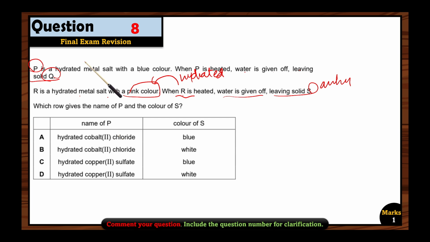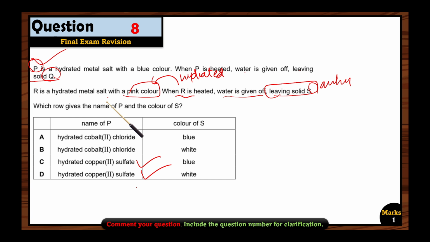It's a hydrated metal salt, so it's a hydrated copper sulfate. So these two options are the right option. And then which row gives the name of the P? So we already have given the name of the P and the color of the S. So what will be the color of the S? The R is a pink color hydrated, which is cobalt chloride. Cobalt chloride, when it is hydrated, is pink color.